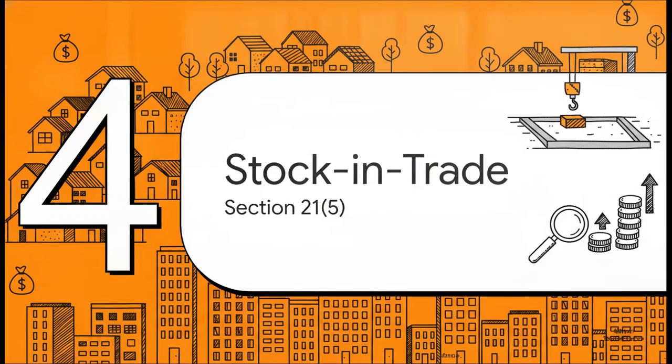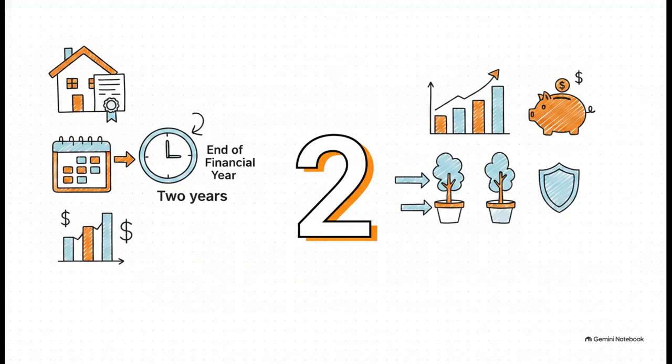Moving right along to step 4, builders and stock in trade under Section 21(5). Now we are taking an alternate path specifically designed for real estate developers. That giant number 2, that represents a critical 2-year grace period granted to the real estate sector. But be careful, the clock doesn't just start ticking immediately. It is calculated specifically from the end of the financial year in which the completion certificate is obtained from the competent authority. Let's look at how this applies in practice.